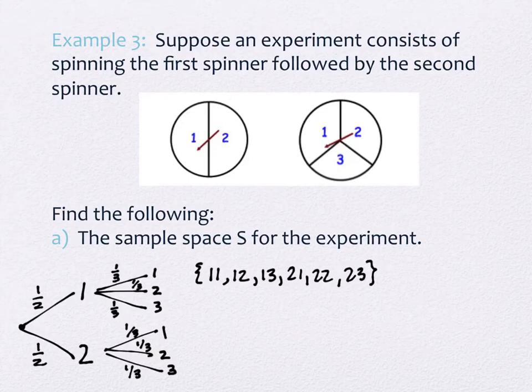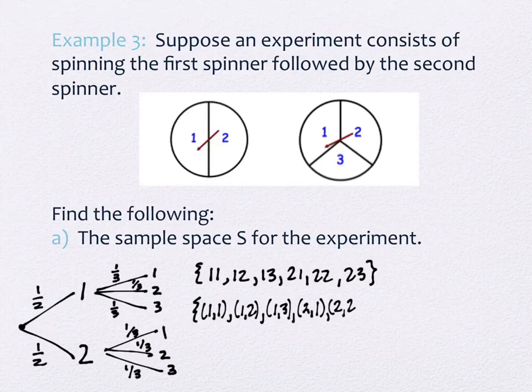Maybe you decide to list them as an ordered pair: (1,1), (1,2), (1,3), (2,1), (2,2), (2,3). That would be another way to list a sample space for this. Either of those would be perfectly reasonable.